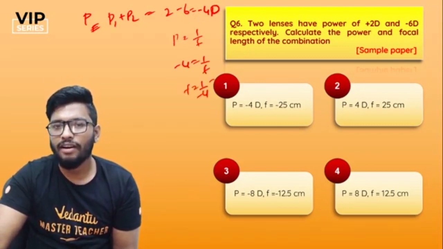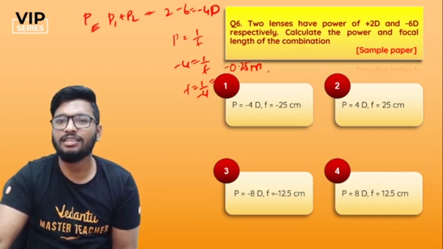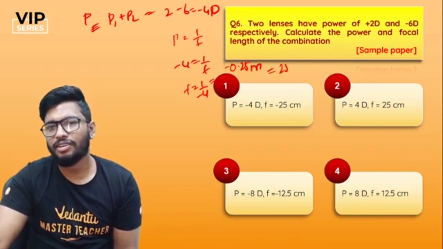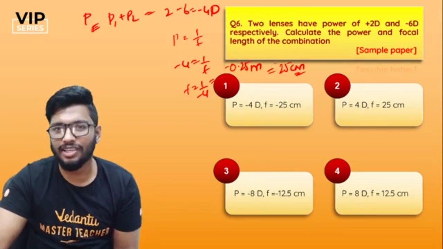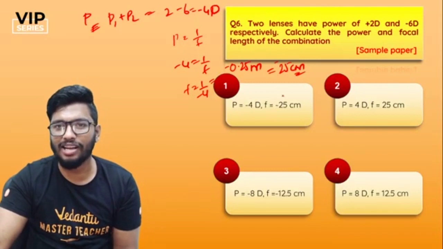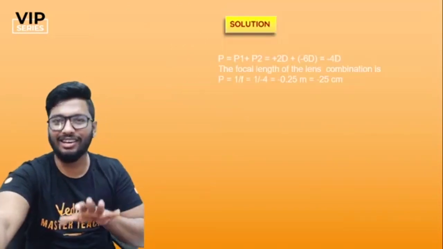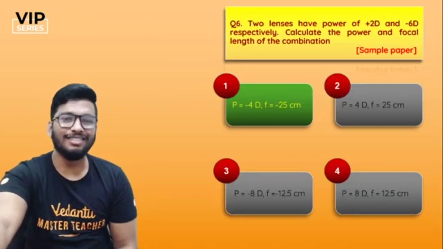1 by minus 4, which is what? It will be minus 0.25 meters, which will be 25 centimeter. Minus 25 centimeter. So minus 4, minus 25. Option number A would be the right answer, if my calculations are correct. Yes, it is. So that is the answer, guys.